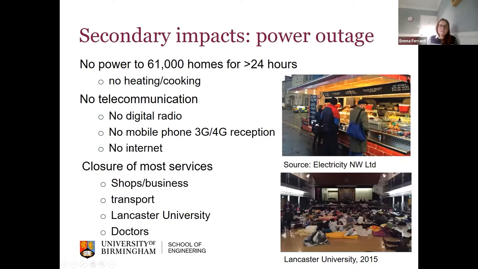And so this power outage in December, in winter, made it impossible to cook and to have heating unless you had gas, and there was no lighting. If you look at the top picture there, you can see that the power distribution company had to send in mobile food stations so that people could get food.